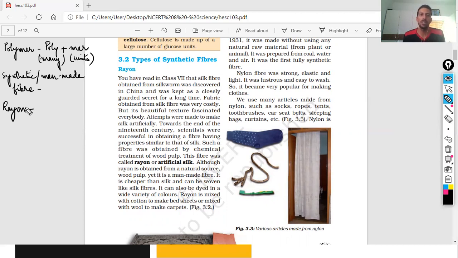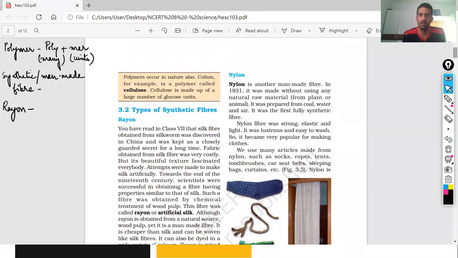And rayon is mixed with cotton to make bed sheets. I mean, these bed sheets which we use most of the times, or carpets which we use, as you can see in your example here. You have bed sheets, or cotton. Even wool is sometimes mixed with rayon to come up with something which is stronger.